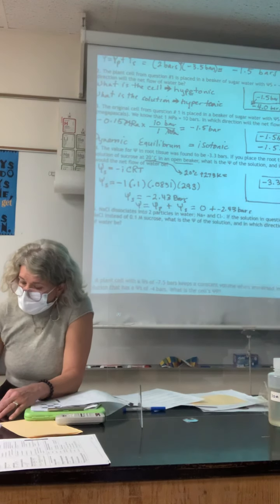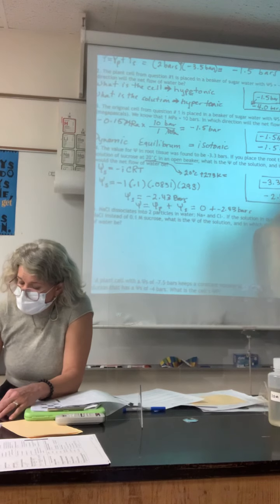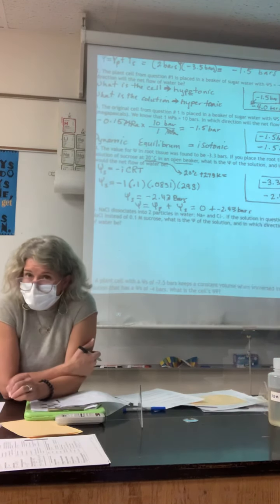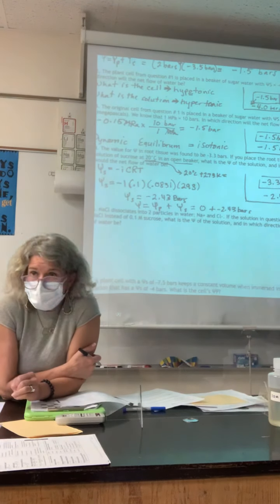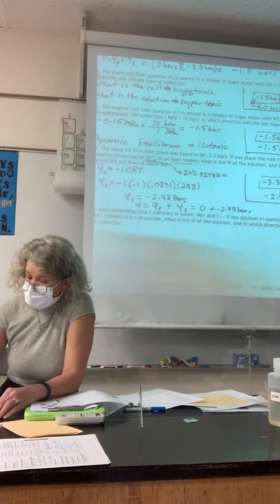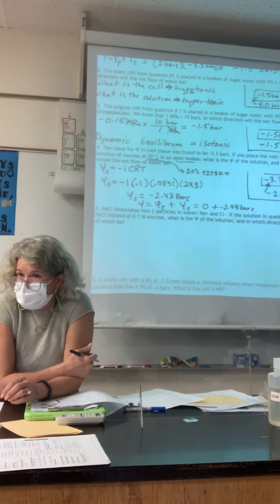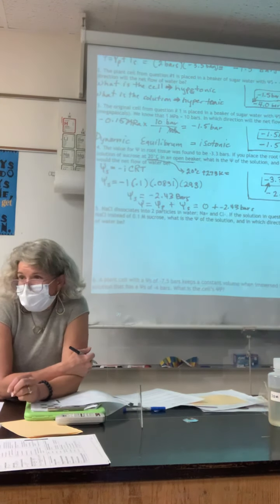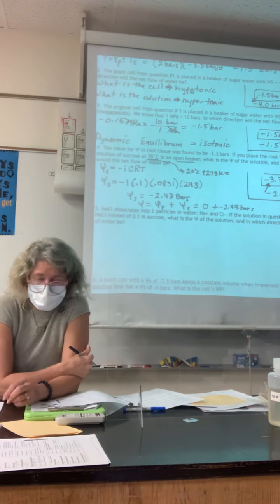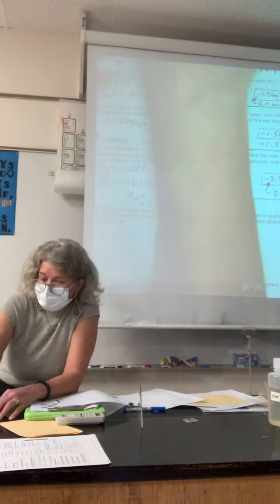And now we figured out that the water potential of the solution on the outside is negative 2.3 bars. Overall net movement, yell out into or out of the cell. It's okay if you're wrong. Into, yes. Water is going to move to where we have lower water potential, or where we have more solute, because solutes suck.